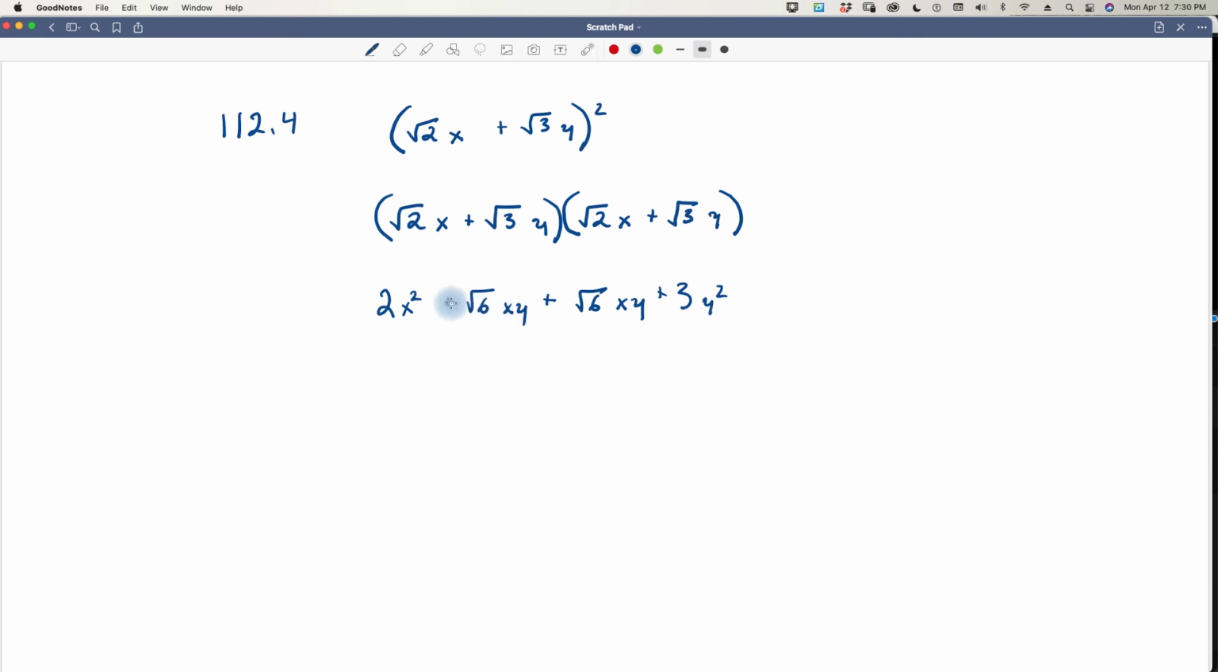So now we remember that whenever we have a variable by itself, there's an imaginary 1 in front of it. So we can squish and add these like terms together. So we end up with 2x squared plus 2 times the square root of 6 xy plus 3y squared. And that is correct. Okay, so pay attention to how these are written. Don't make the mistake of putting the x under if it's not supposed to be there.